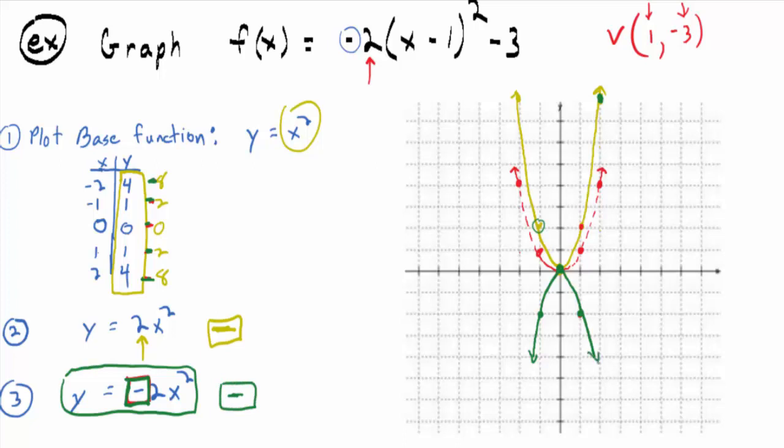So what did we do first? Well, we plotted the base function first, but then the next step, which would be the second step in most people's minds, we multiplied by 2, right? That was a vertical stretch. And the vertical stretch factor was 2. And then we handled the negative. The negative gives a reflection across the x-axis.